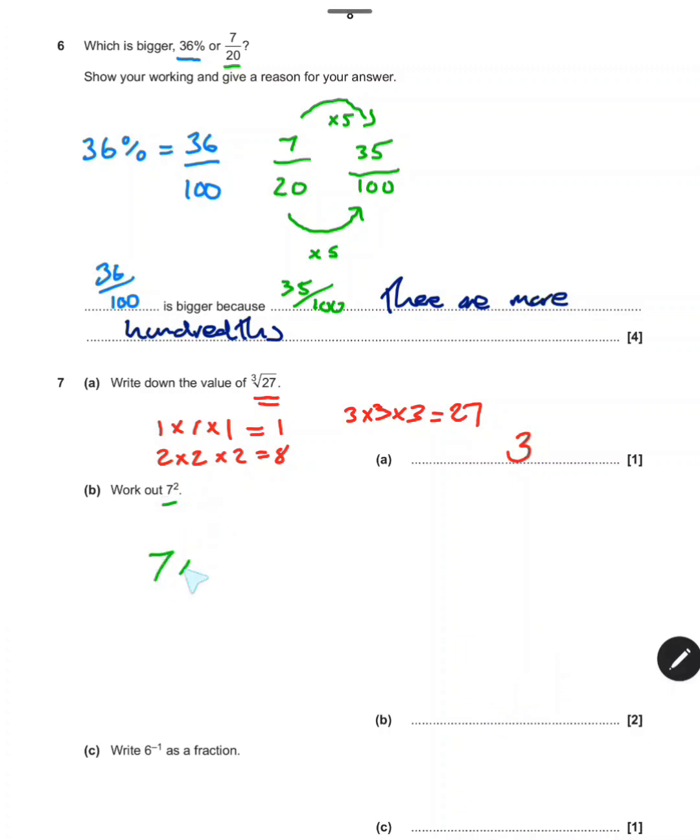7 squared, 7 times 7, which is 49. Be careful, a lot of people do 7 times 2 there. And 6 to the power of minus 1. Well, when you're raising to minus 1, you just put 1 over that number. 6 to the minus 1 is 1/6. 7 to the minus 1 would be 1 over 7, 1/7.